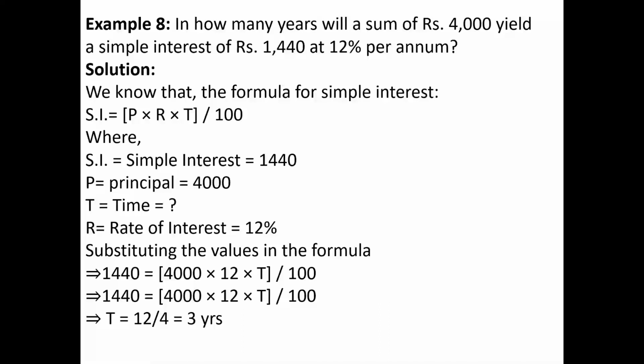So 1440 equals 4000 into 12 into T by 100. It will give you T equals 12 by 4, that is 3 years. Here I have skipped 2-3 lines, which you can calculate by yourself. Then you will get the value of T equal to 3 years. So the total is 3 years.